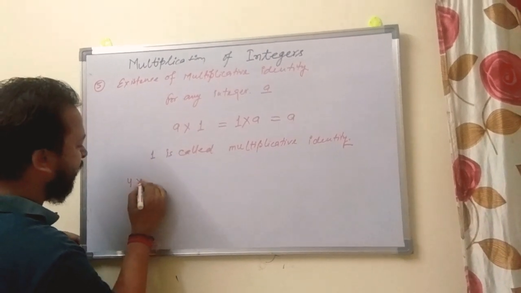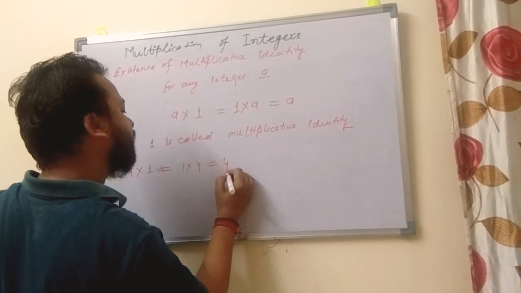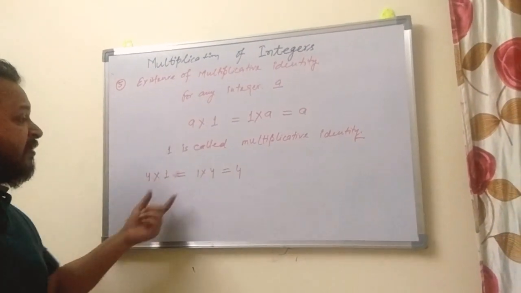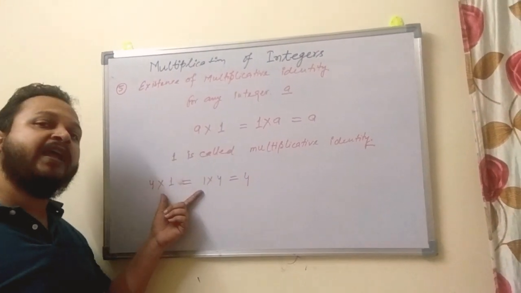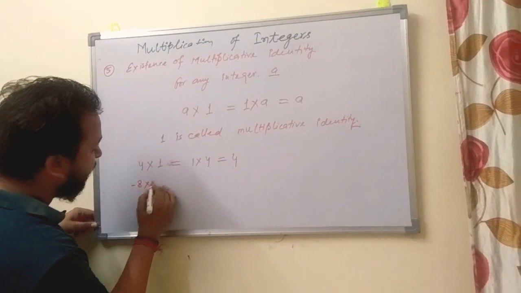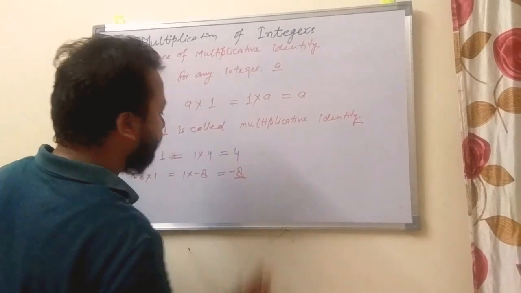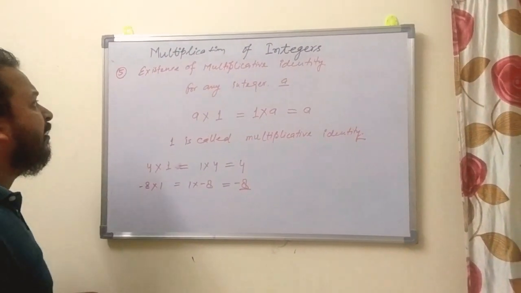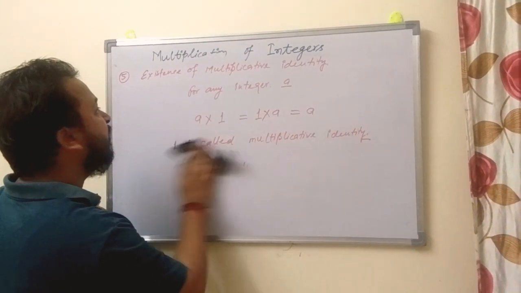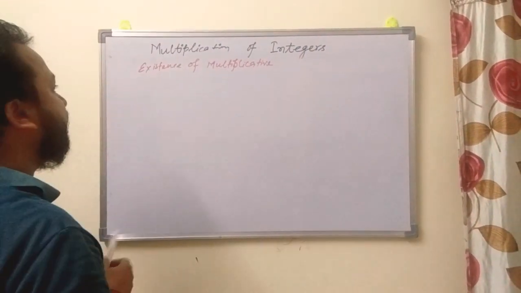Like 4 multiplied by 1 equals 1 multiplied by 4, that is always 4. So 1 is the multiplicative identity. So multiplicative identity means 1 is always the multiplicative identity for any integers. Right? Or minus 8 multiplied by 1 or 1 multiplied by minus 8, that gives the same integer. Right? So this is the fifth property. Come to the next property, that is existence of multiplicative inverse. That is the sixth property.